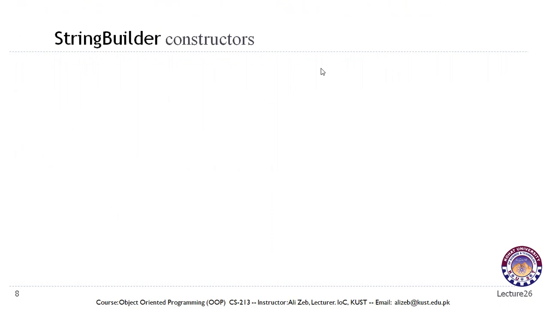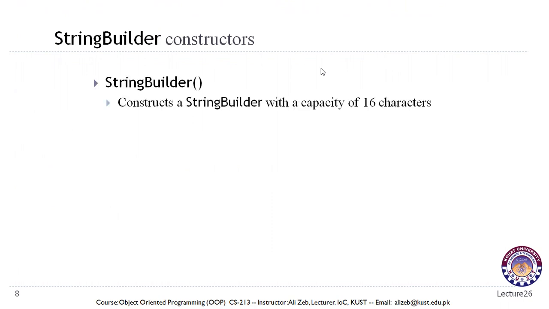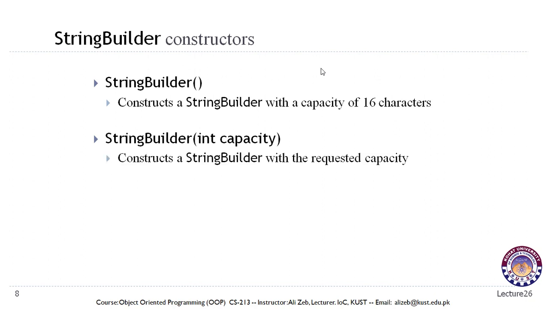String builder constructors. So we have a constructor that constructs a string builder with a capacity of 16 characters. The default capacity of the string builder object is 16, and we may specify the capacity instead of the default capacity. We can specify the capacity, and that then becomes the capacity of the string builder. This constructs a string builder object with the requested capacity.